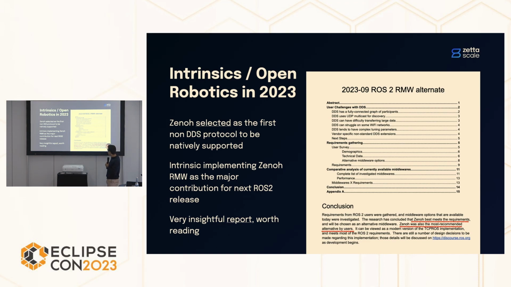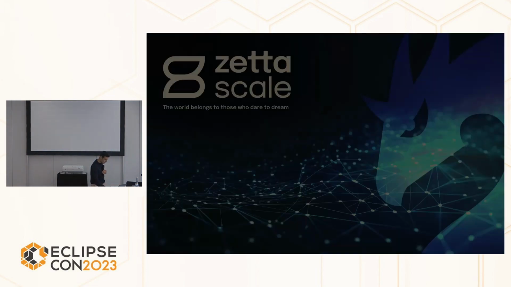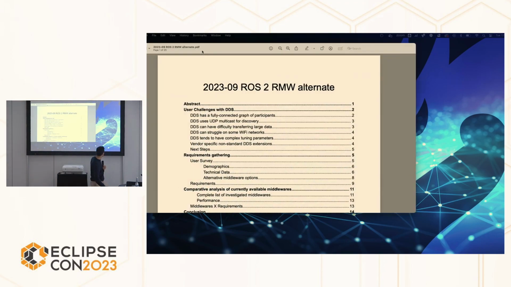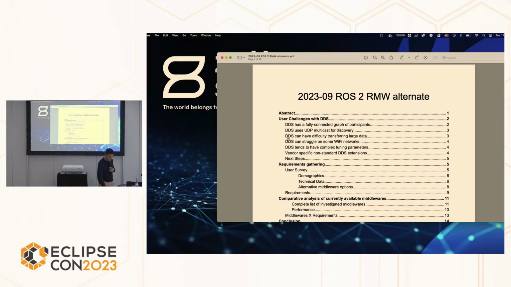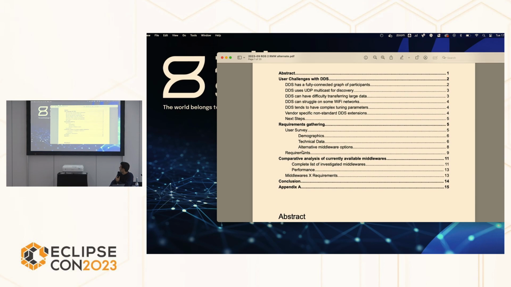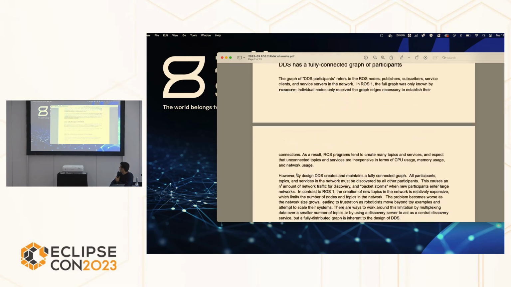It's a young protocol, and I think to become the alternate RMW in ROS after an evaluation. The link will be available in my slides. But if you look at the report, you should really read it because it goes through some of the issues that they've been facing in the last years. They have a user survey, and then they do a comparative analysis.